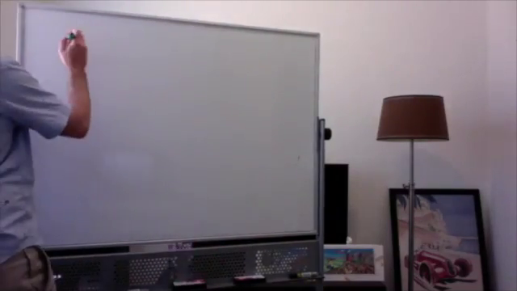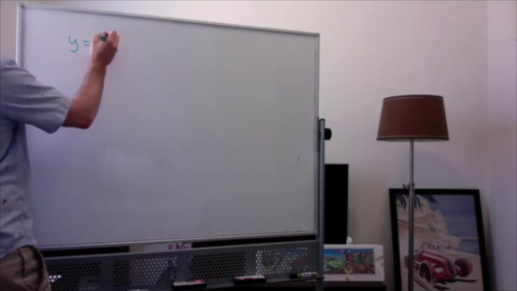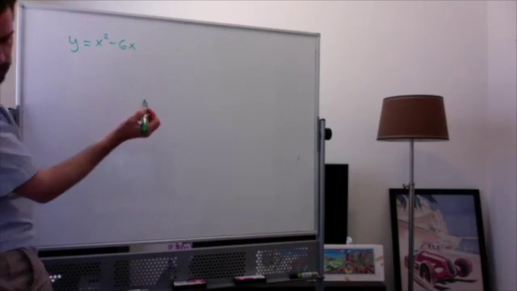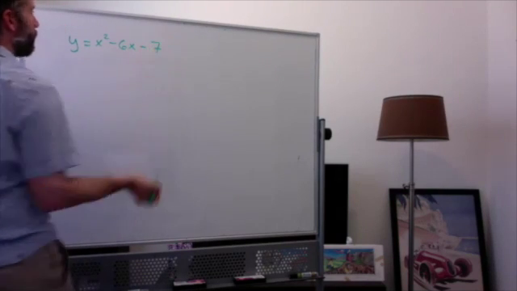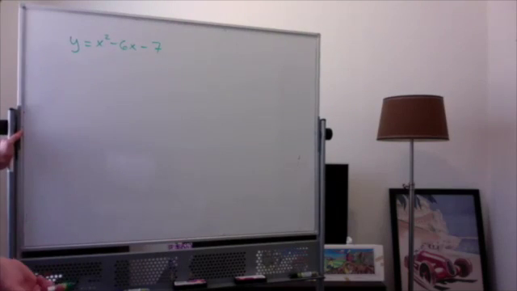So if I've got y equal to x squared minus 6x minus 7, the way we complete the square.